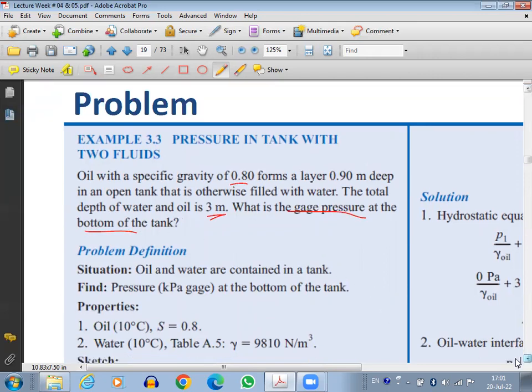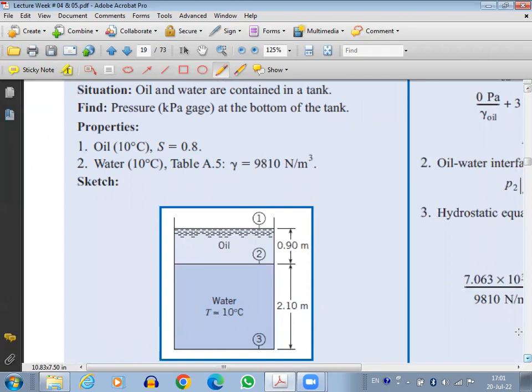Okay, so at the top of the tank, I can say this is point 1. At the bottom of the tank, I will say point 3. And in between, where I have the oil-water interface, I will call it point 2. Now, there are two different fluids, so the piezometric pressure would not be the same, but at the interface, it would be the same.